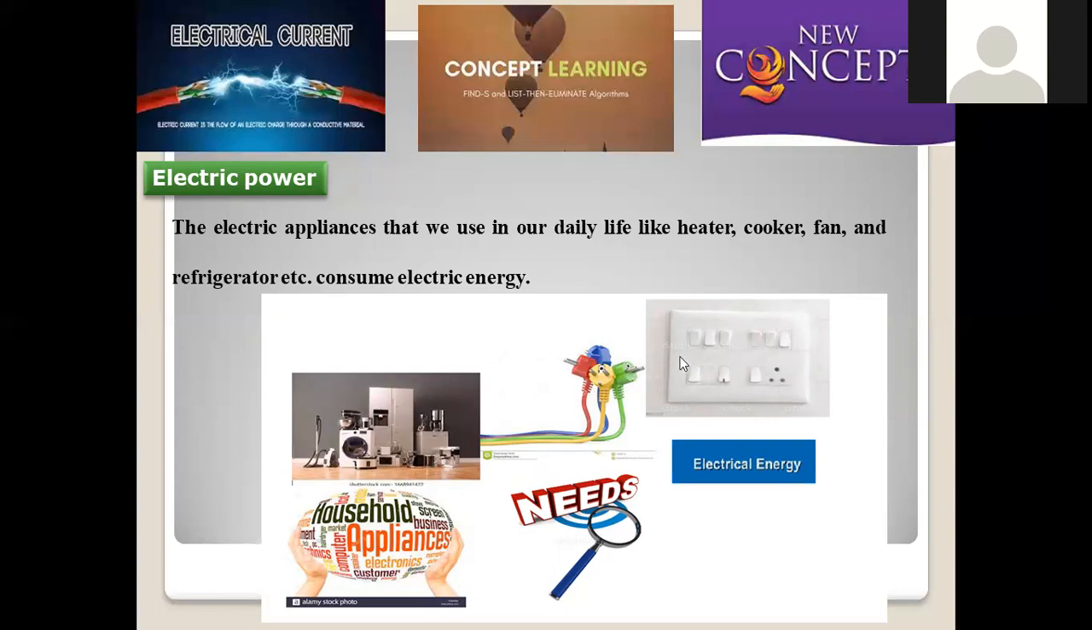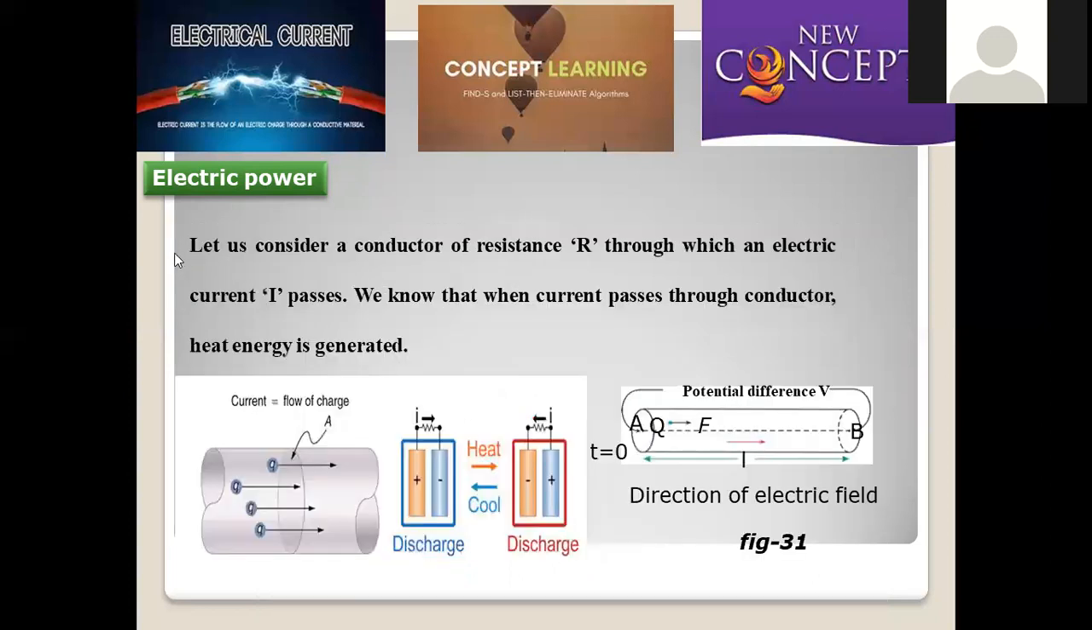All these require electrical power. When they are connected to the electrical circuit, then only the performance of these gadgets or devices is possible. Those are said to be household electronic appliances.